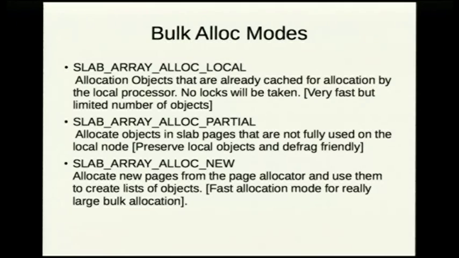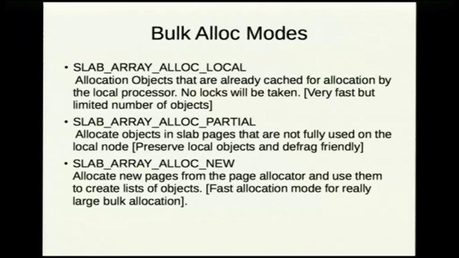Then slab array alloc partial. This is basically you're going to the lists of slab pages that have still objects free on a node, and you take it from there. This means you leave the cache hot objects alone. There may be other allocations going on from other subsystems on the CPU that you don't want to impact.